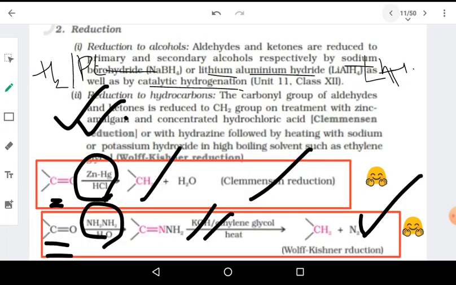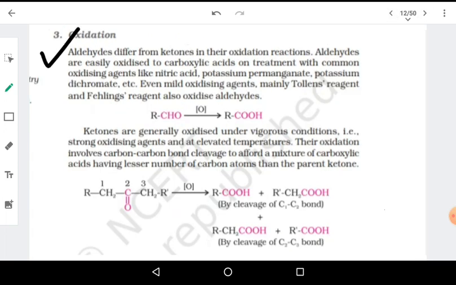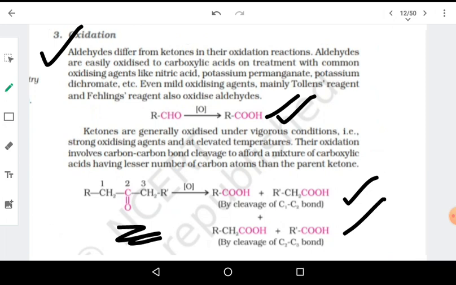Now reduction we have studied. Reduction will give us alcohol. And now we are going to discuss oxidation here. Now how is oxidation carried out? Here you can see if I have an aldehyde, it will undergo oxidation to form RCOOH. Whereas if I have a ketone, I will be getting a mixture of carboxylic acids over there. This is the most important point.